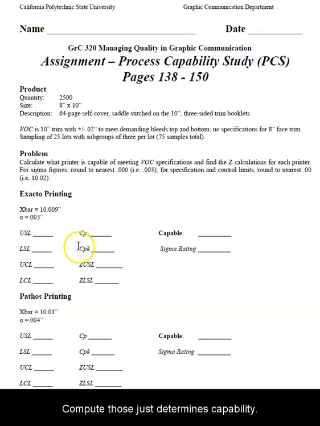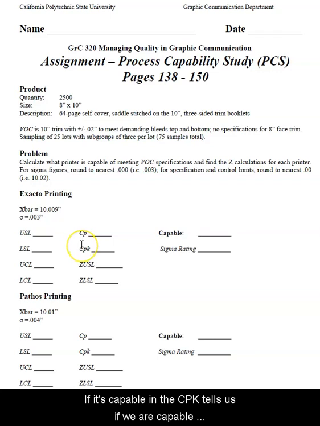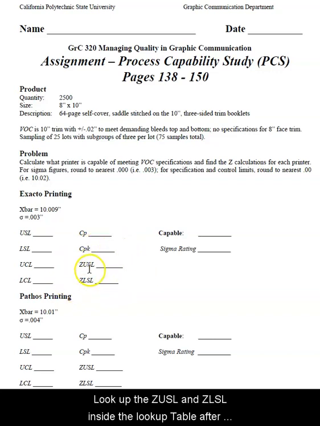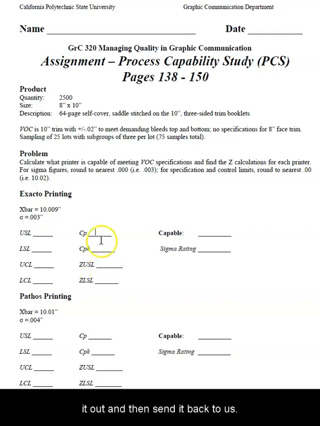This determines capability. Remember, Cp just tells us if it's possible to be capable, and the Cpk tells us if we are capable. Remember, you do both formulas for the Cpk, and you always choose the smallest. You look up the ZUSL and the ZLSL inside the lookup table after you find out the number, and always convert that to a percentage.